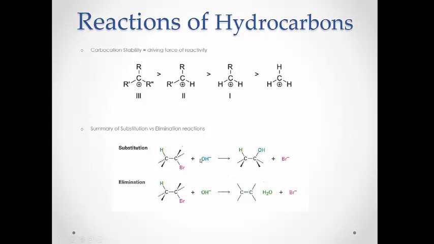Okay, so substitution, we're swapping a group for another group. We've got a negatively charged species here, so it's a nucleophile. It's negatively charged, and it will be seeking a positive charge. So we have the nucleophilic substitution, where we're swapping over these groups. And in elimination here, again, we've got a nucleophile removing the proton, and we've got the electrons from this proton moving into the double bond and the bromine coming away.